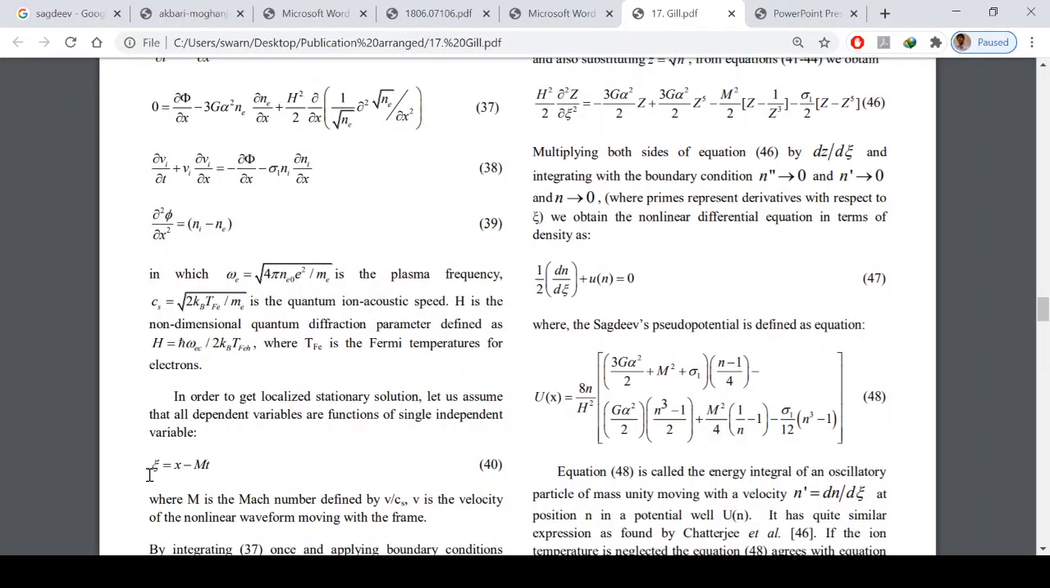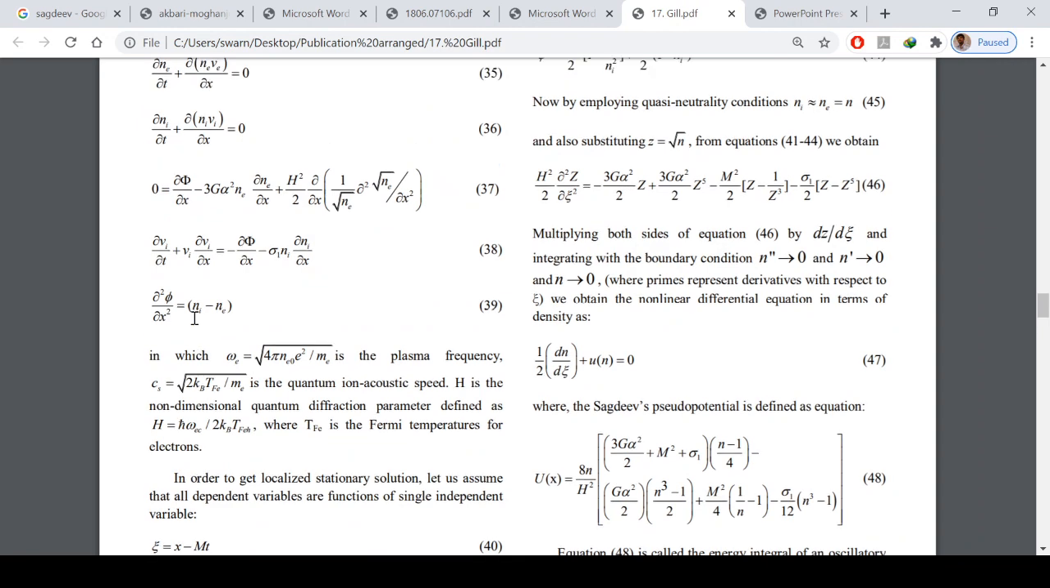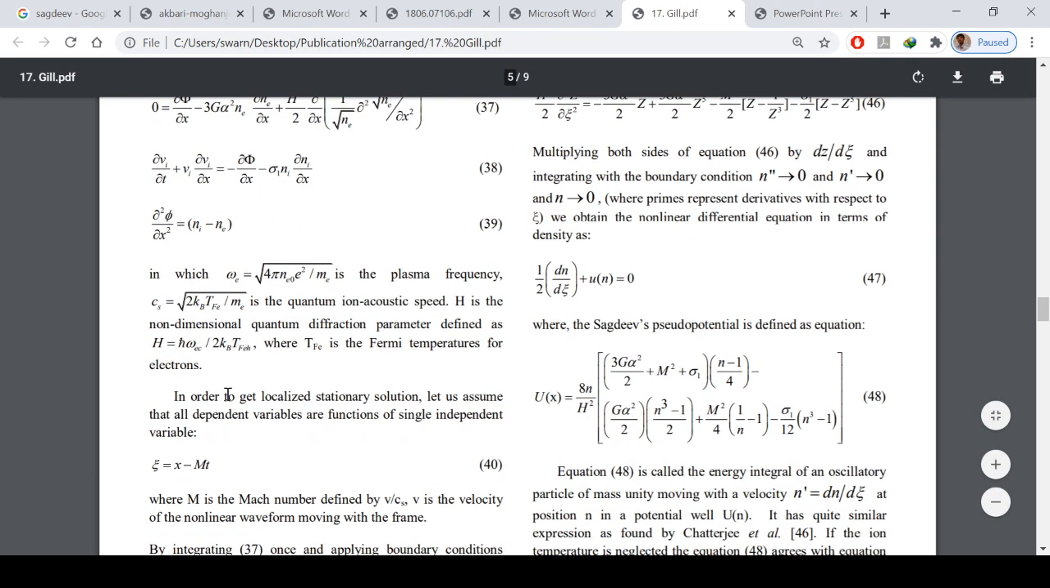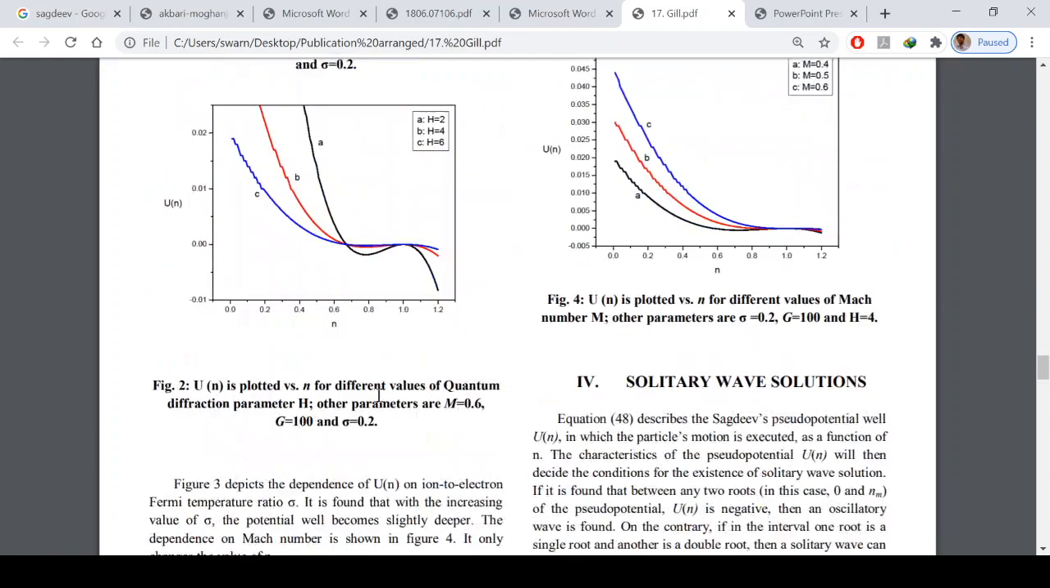Now we just make this transformation xi is equal to x minus Mt. And with this transformation, we substitute this del del t, del del x, all these things, and get an expression of phi from the Poisson's equation, provided that the boundary conditions, as xi tends to infinity on both sides, plus minus infinity, phi tends to 0 and ne tends to 1. Why? Suppose you have a solitary profile.